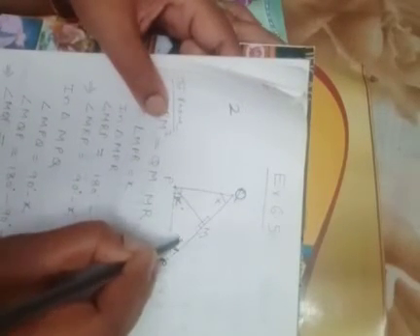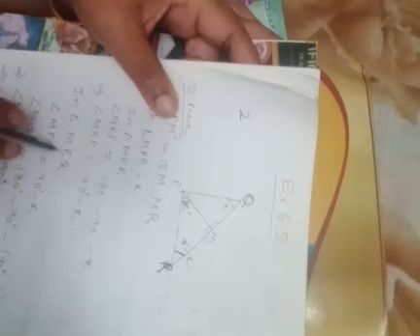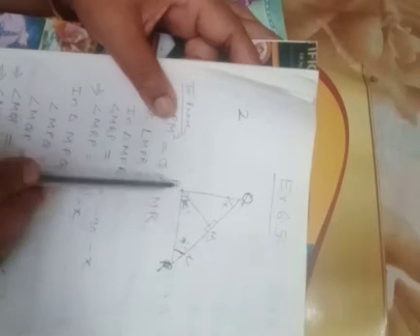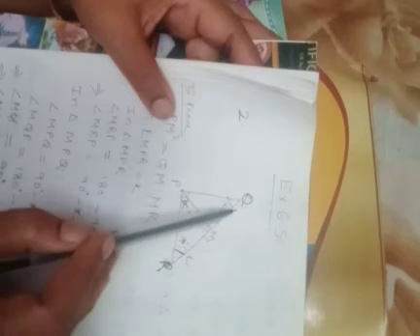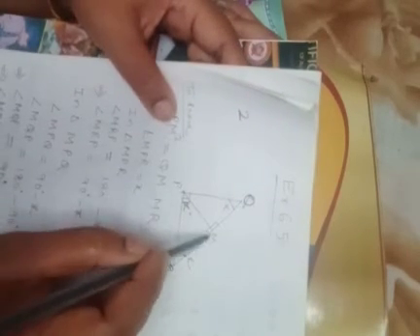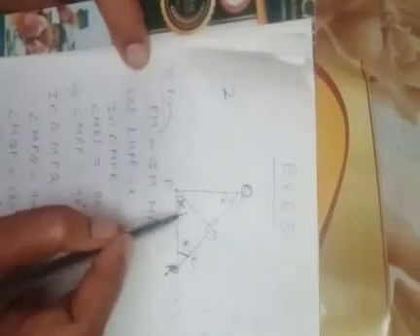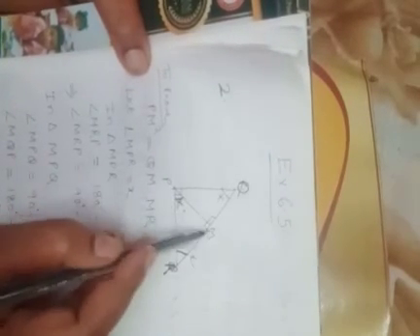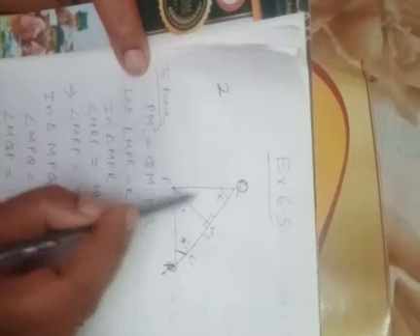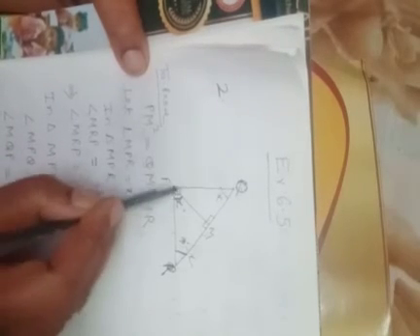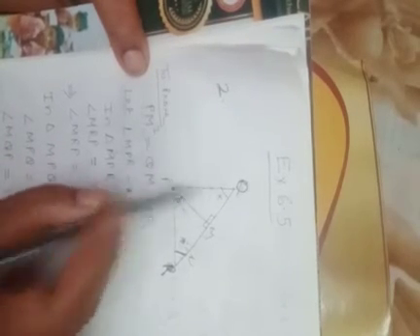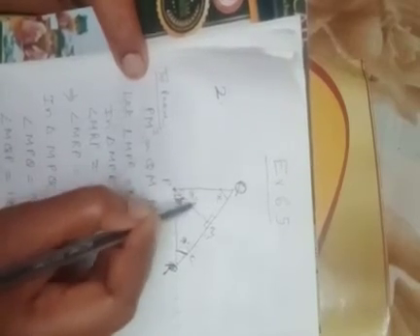Okay, in the triangle, this is 90 degree minus X. Next, in the triangle MPQ, angle MPQ will be equal to 90 degree minus X, because this is X. This MPR is X and QPR is 90 degree. Then MPQ will be equal to 90 degree minus X.